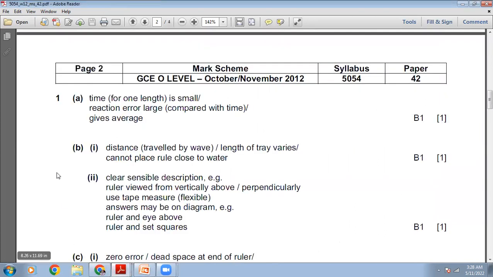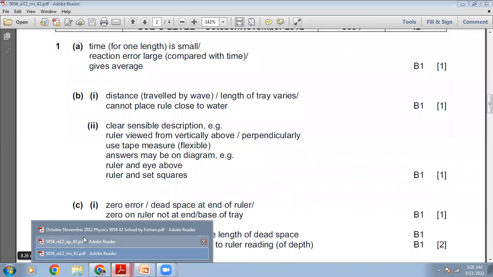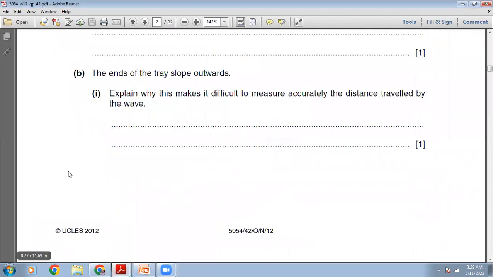So let's have a look at the marking scheme. The answer is not that easy. Distance traveled by the wave in the tray varies, cannot place rule close to the water. Okay. If the edges were straight, vertical, then it would be very easy. If the edges were vertical. Okay.